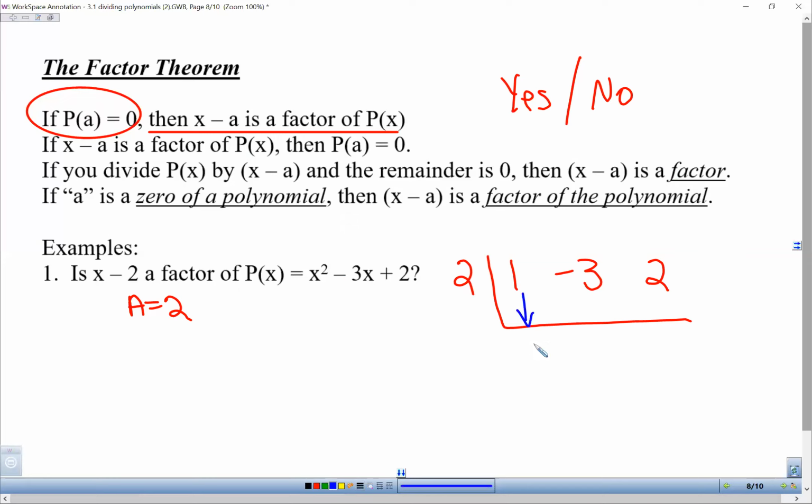So bring down your 1. 2 times 1 is 2. Add that together. 2 times negative 1 is negative 2. We add that up, we get 0. So the question was, is this a factor? Because we got a remainder of 0, this is a factor. Okay. Let's try a second one.